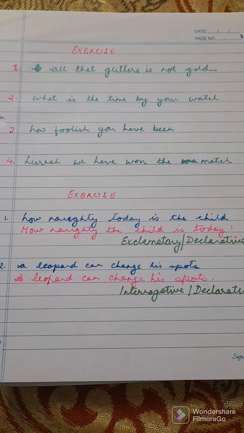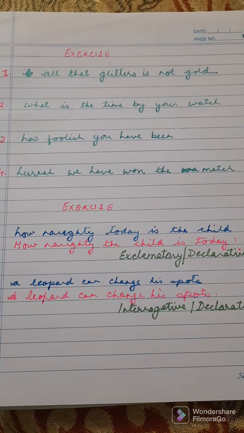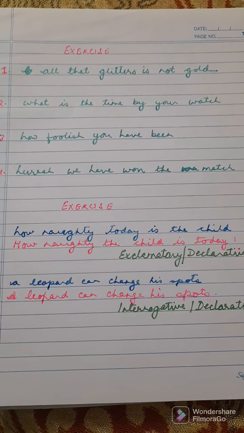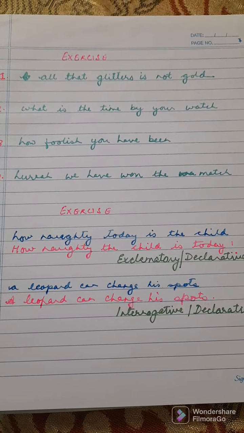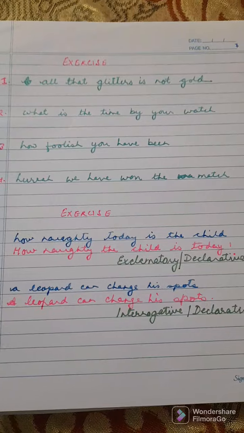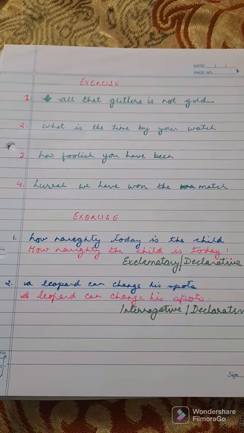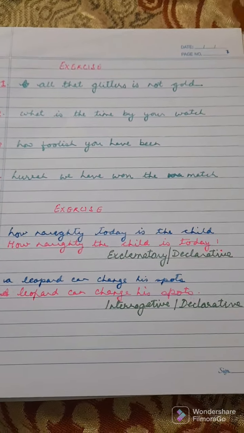Then "a leopard can change his spots" will become A, a capital letter, and full stop after spots, and this is simply declaring a fact. So there's no question here, so no need to put a tick on interrogative. This is a simple declarative sentence. So this much for the kinds of sentences and the exercises. You can go through the video again to revise what I have tried to explain here.